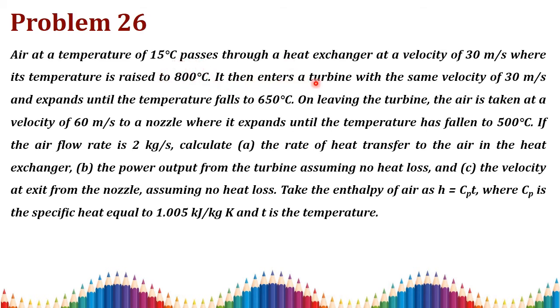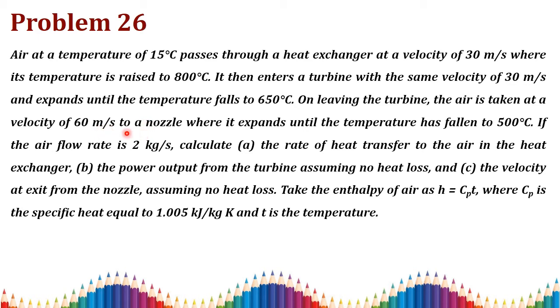Then it enters a turbine. This high temperature air enters the turbine with the same velocity, C2, which is 30 meters per second, and expands until the temperature falls to 650 degrees Celsius. That is, the air leaving the turbine has a temperature of 650 degrees Celsius, that is T3 equals 650 degrees Celsius. On leaving the turbine, the air is taken at a velocity C3 of 60 meters per second.